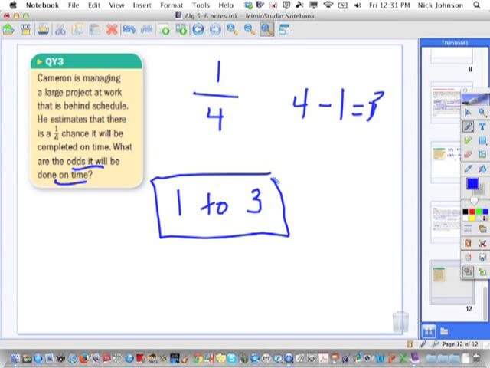Okay, so if you notice what I did, you take the top number and subtract the numerator from the denominator to get your odds.